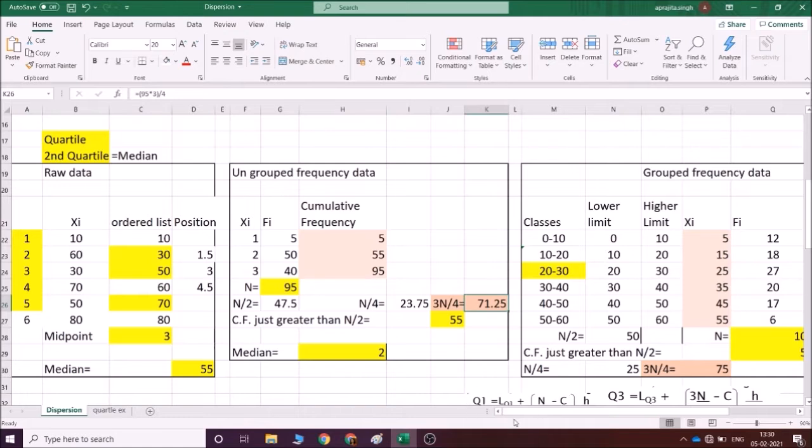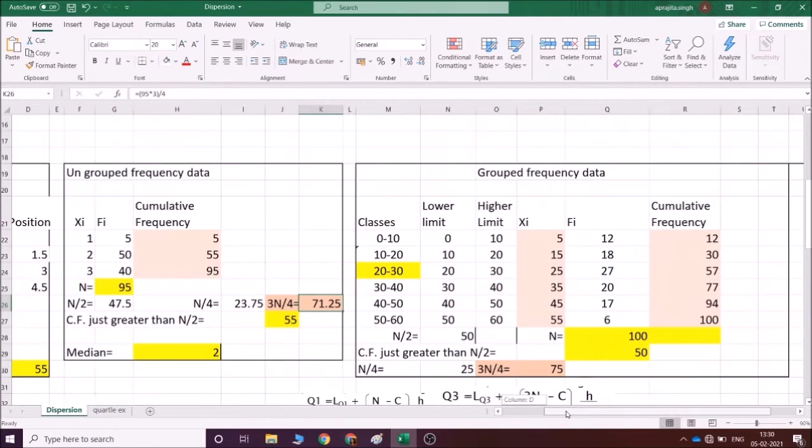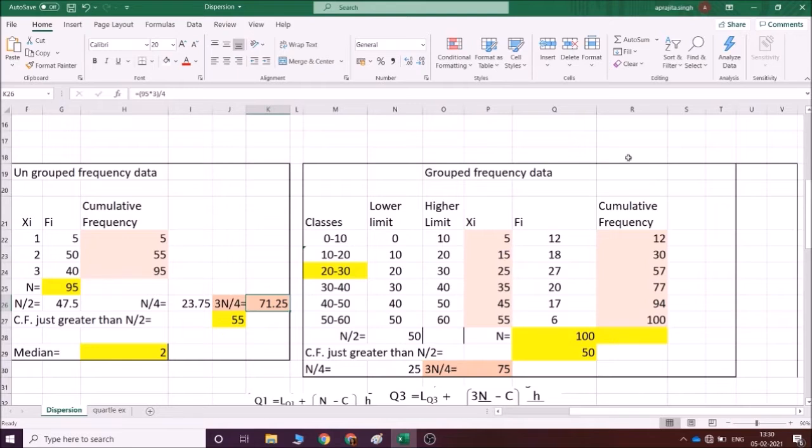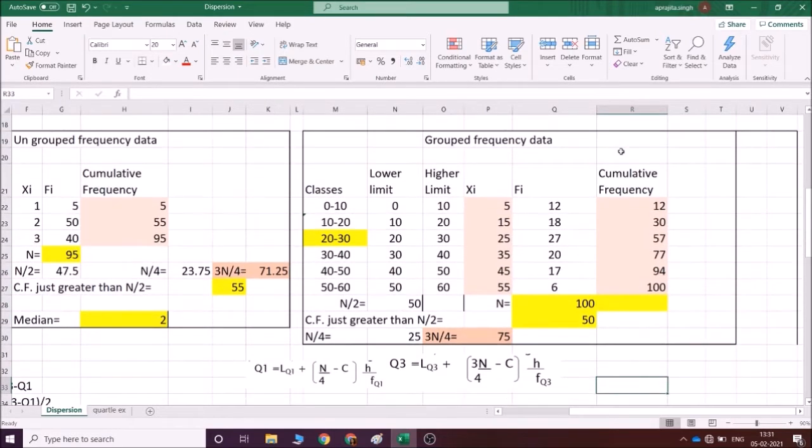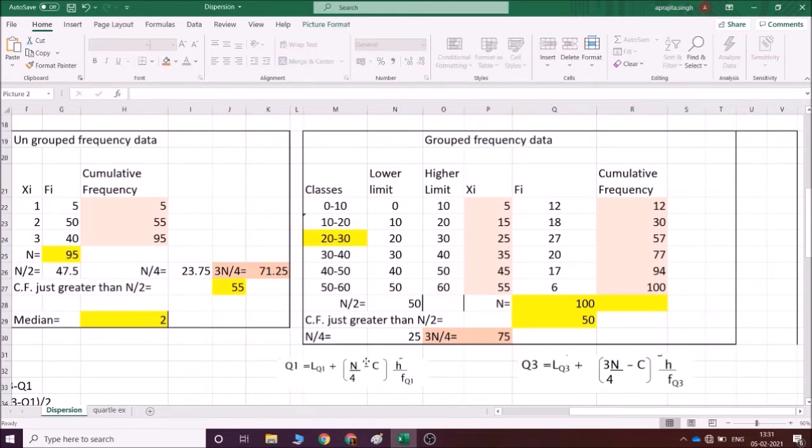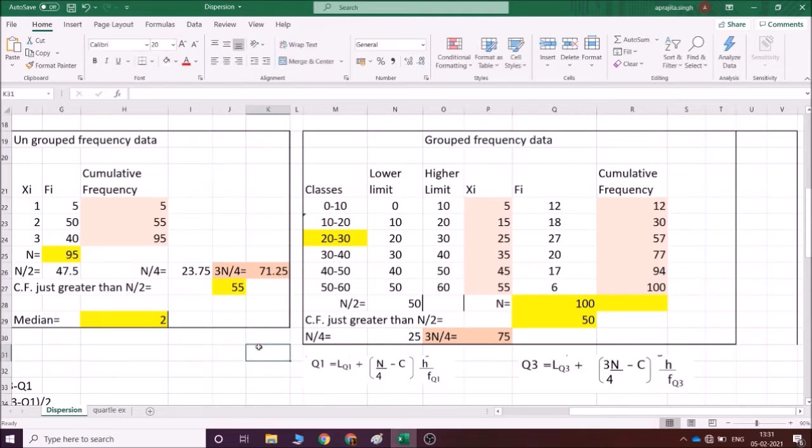Now in case of grouped frequency data, this is the formula that is applied. This is for the first quartile. Second quartile you already know, which is the median, we have already discussed that, and this is the third quartile. So how do you go about it?